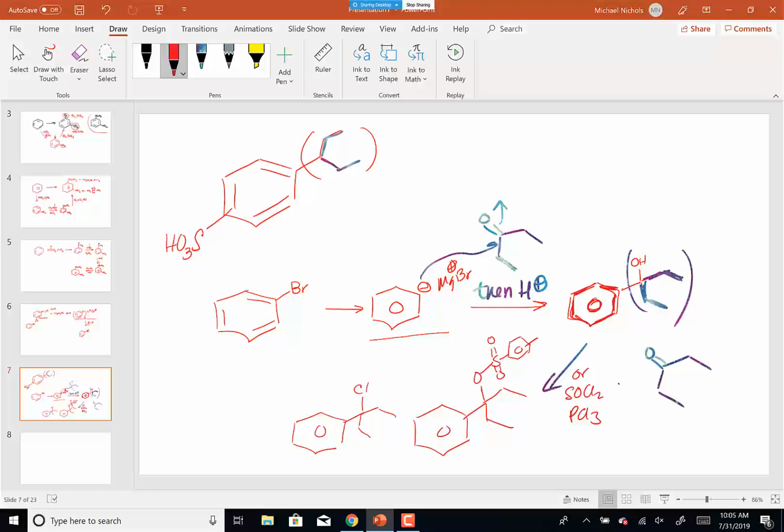So what could I do to get rid of the chloride or get rid of the tosylate ester? And by get rid of, what do I mean? Convert that group to an H. Convert it to an H. The tosylate ester is going to be far easier to do this with, by the way. So I want to replace this tosylate ester with an H. So what should I react it with?